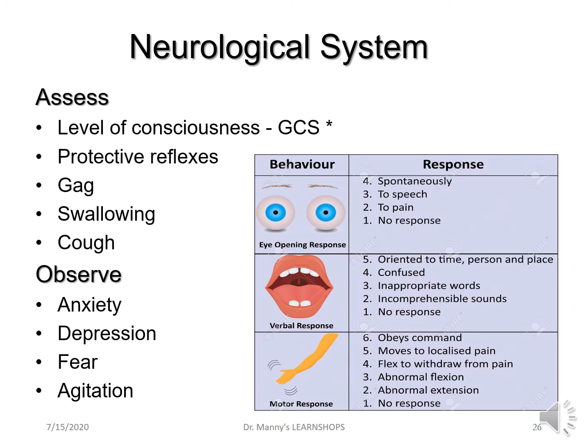When it comes to neurological system, you can use the Glasgow Coma Scale to assess their neurological state. Sometimes it may not be the most appropriate tool because remember, you may not be able to assess their verbal response because they have an endotracheal tube or they have a tracheostomy tube. However, it can be modified to benefit you as the healthcare provider and the patient. And this now assesses the level of consciousness, protective reflexes such as gag, cough or swallowing, and you can observe whether they're anxious, depressed, fearful or agitated.